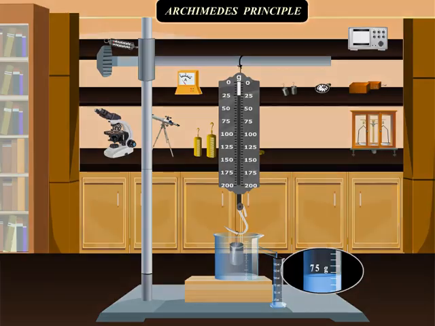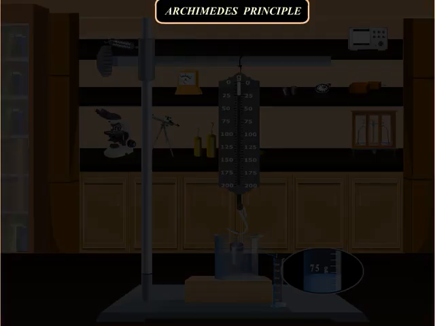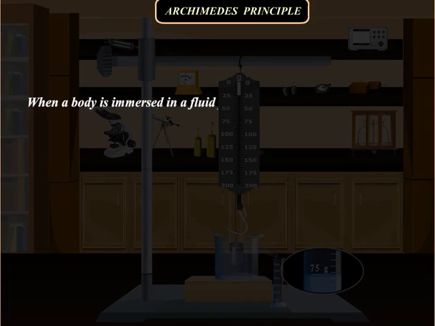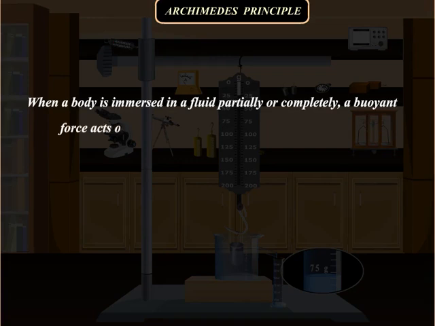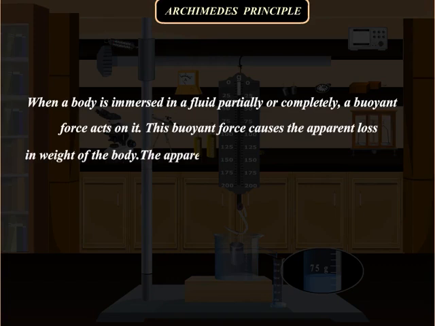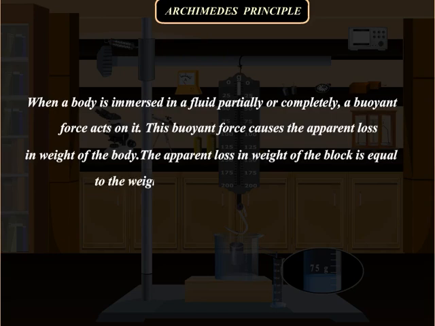Thus, according to the Archimedes principle, when a body is immersed in a fluid partially or completely, a buoyant force acts on it. This buoyant force causes the apparent loss in weight of the body. The apparent loss in weight of the block is equal to the weight of the fluid displaced by the body.